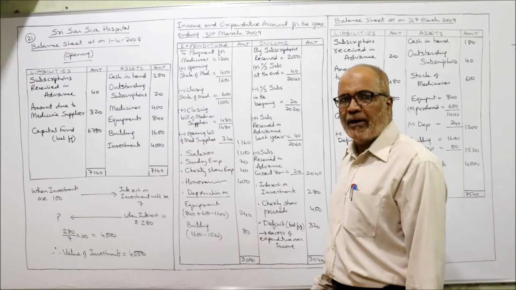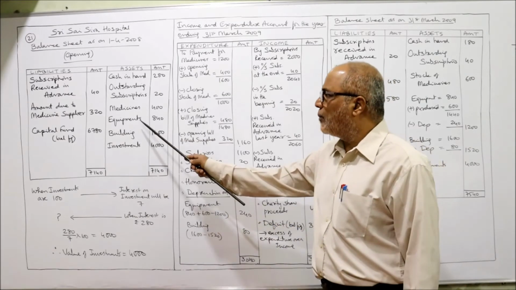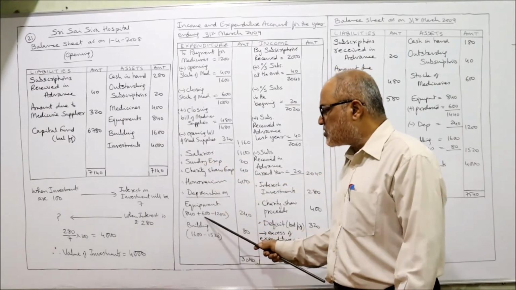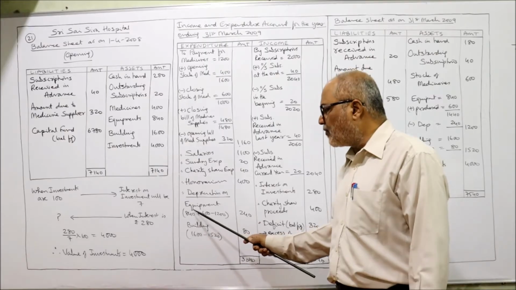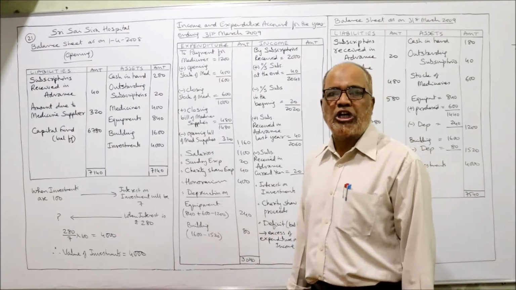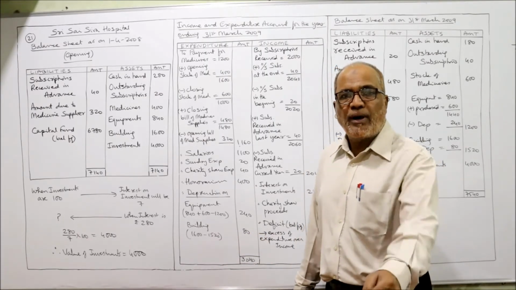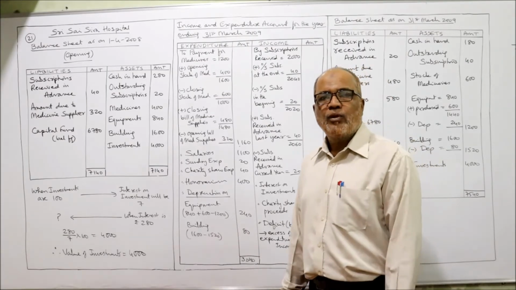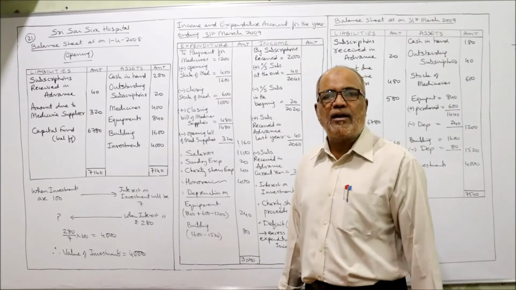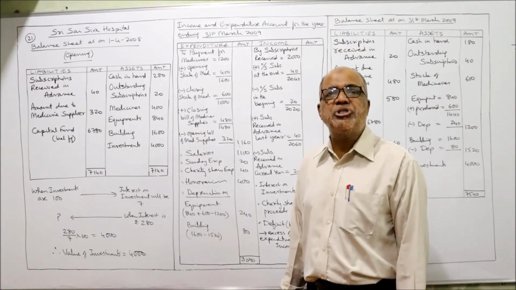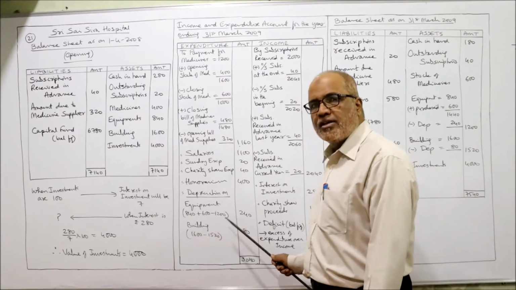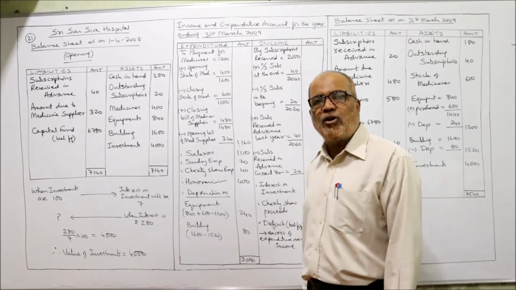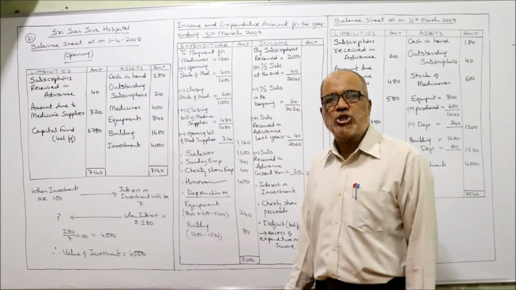Depreciation, equipment. Beginning of the year equipment was 840. And during the year equipment purchased was 600. So if you add up 840 plus 600, you will get 1440. But in the problem it is given that at the end of the year it is 1200 only. So 1440 minus 1200, 240 is the depreciation. Similarly, building. Building value at the beginning of the year 1600, end of the year 1520. So 80 rupees is the depreciation.